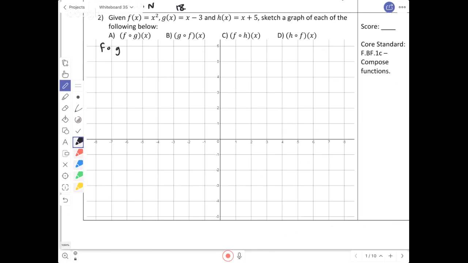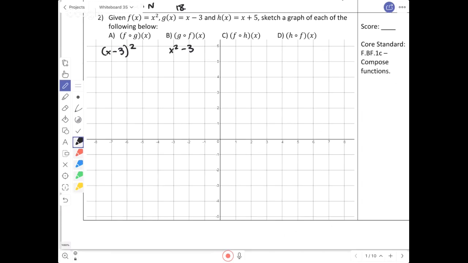would be what happens when I take g and use it as the input into f. So that would be x minus 3 squared. So g of x goes into f of x, and I get x minus 3 squared. G of f of x would be what happens when I take f and plug it into the g function. So if I take f and plug it into g, I'm going to get x squared minus 3.